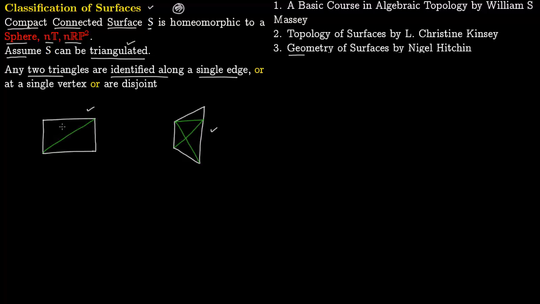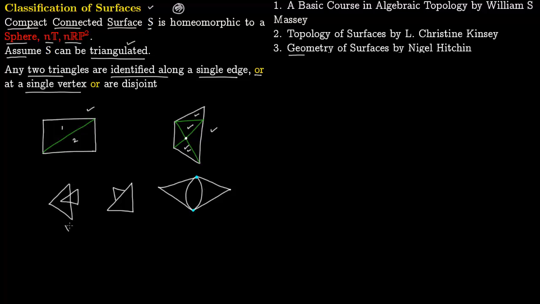Say there are two triangles here, 1 and 2. They are identified along a single edge, or at a single vertex. Notice this triangle and this triangle are identified at a single vertex, or they are disjoint. For example, this triangle and this triangle are disjoint. So this is not a valid triangulation. If you have two triangles coming like this, this is not a valid triangulation. Again, this triangle and this triangle share a side, but the complete side is not shared. You need to have a full single edge for triangulation.